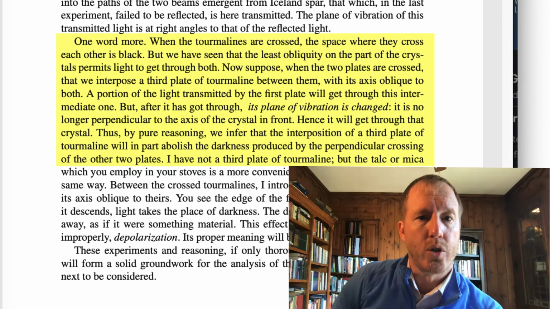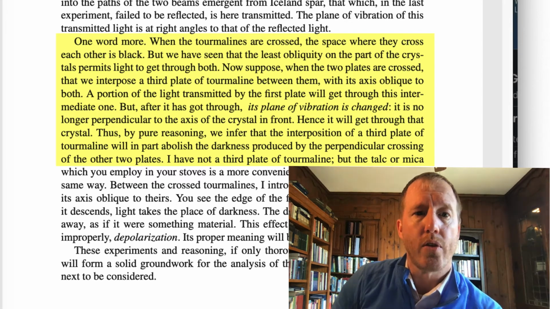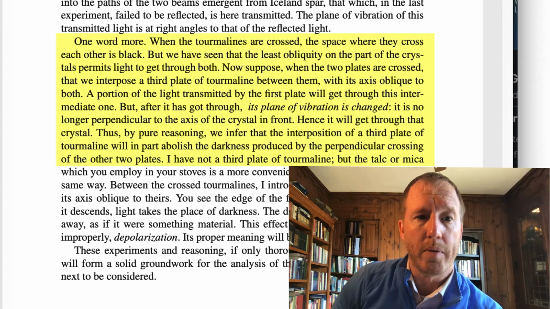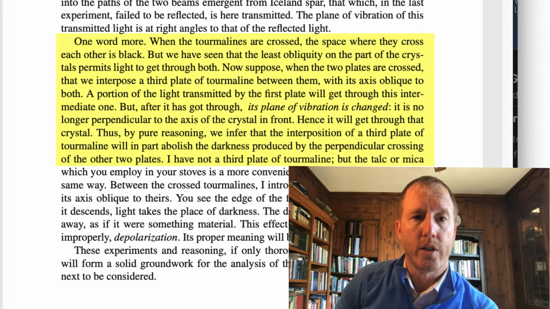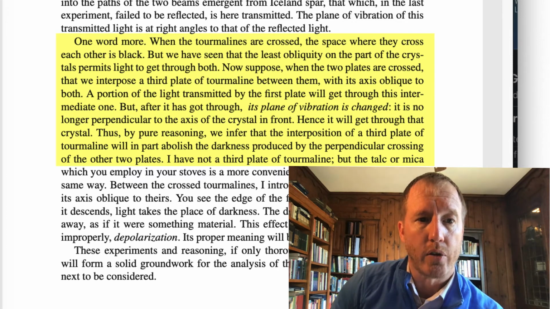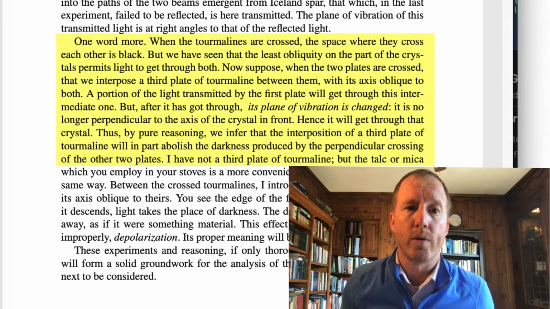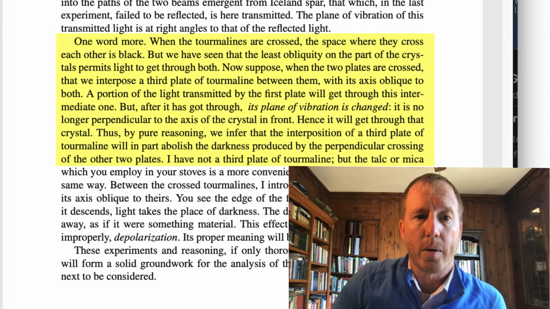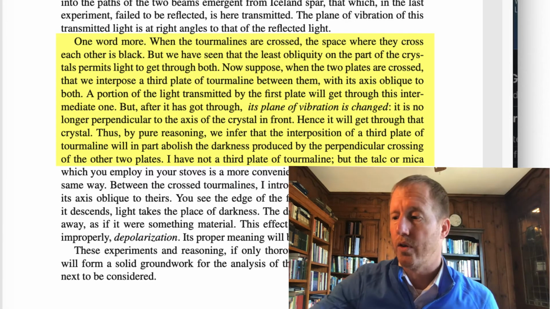Now suppose when the two plates are crossed that we interpose a third plate of tourmaline between them with its axis oblique to both. A portion of the light transmitted by the first plate will now get through this intermediate one, but after it has gone through, its plane of polarization is changed. It is no longer perpendicular to the axis of the crystal in front, hence it will get through that crystal. Thus, by pure reasoning, we infer that the interposition of a third plate of tourmaline will in part abolish the darkness produced by the perpendicular crossing of the other two plates.